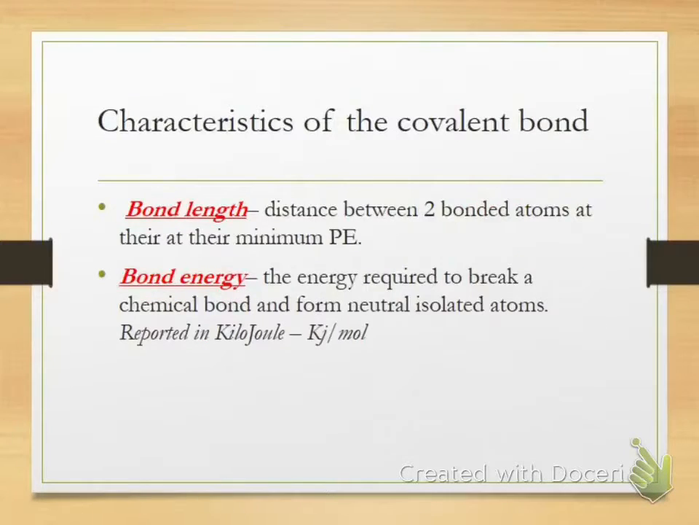The bond length, which is on the next page, is the distance between two bonded atoms at their minimum potential energy. And then your bond energy is the energy required to break that chemical bond and form isolated atoms. So bond energy is how much energy it would take to break the bond. Okay? So when we're doing the bonding, there's something called the octet rule. Do you remember what an octet was? 8. And the outermost what?